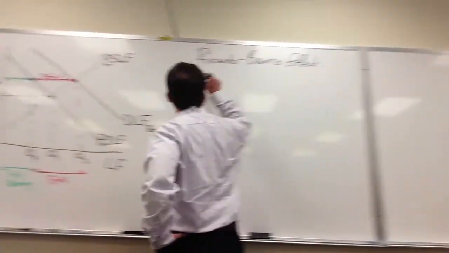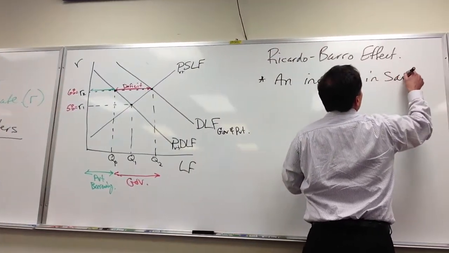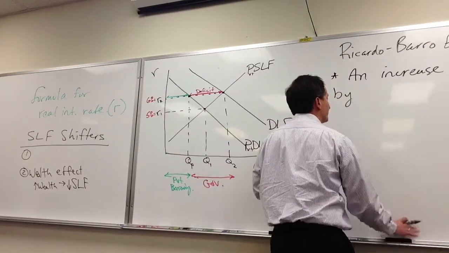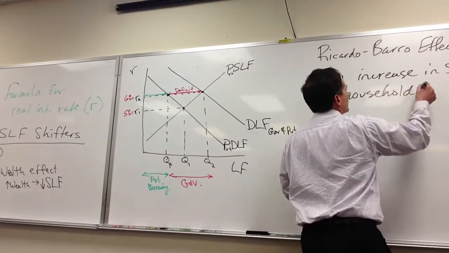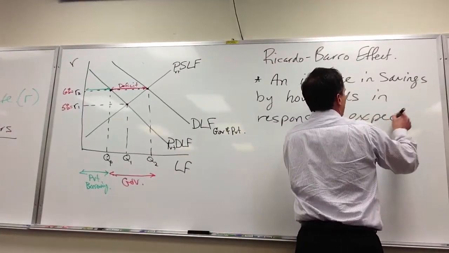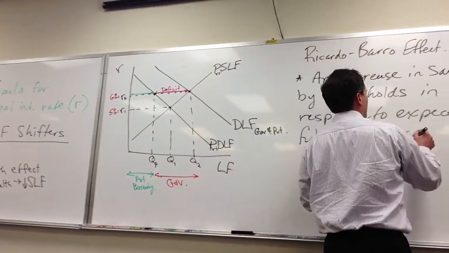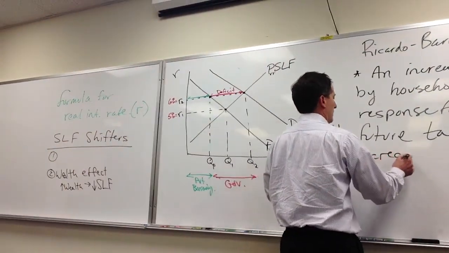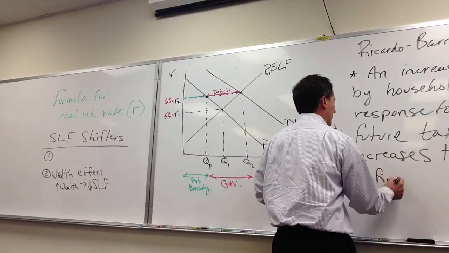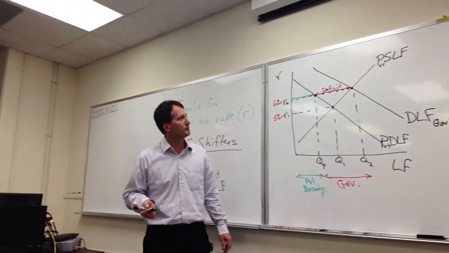So what the effect is simply an increase in savings by households in response to expected future tax rate increases to pay for the deficit today. Precisely what we outlined last time, but we just didn't write it down.